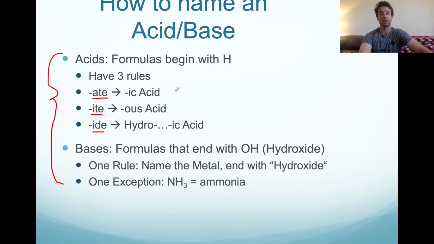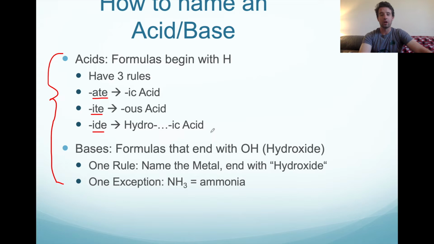HNO3 is nitric acid. If it's NO2, NO2 is nitrite, so it would be nitrous acid, because ite goes to ous and then you add acid at the end. If it's just regular N, HN would be nitride, so put an H in front of it and it becomes hydronitric acid. So if there's an ate ending, it's ic acid. Ite, it's ous acid. Ide, it's hydro-ic acid.